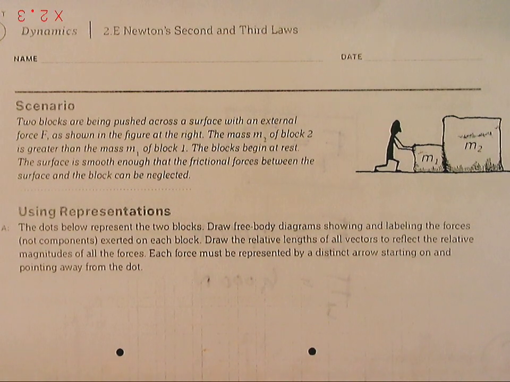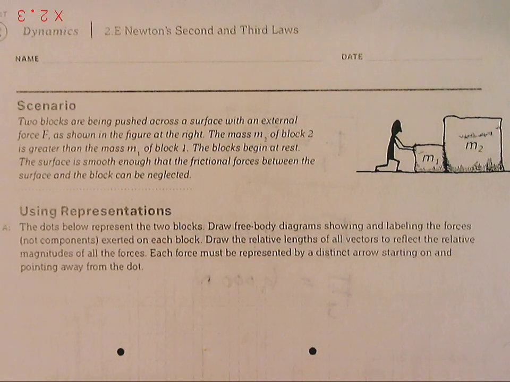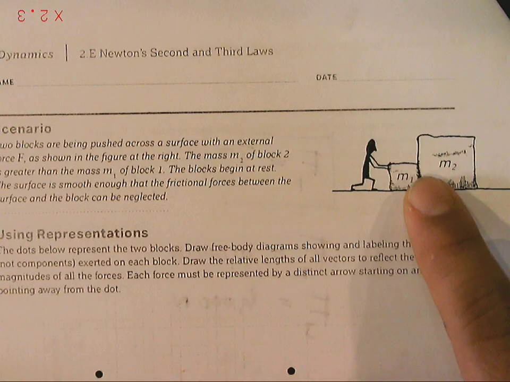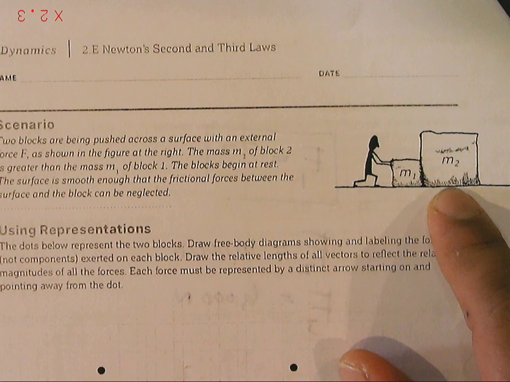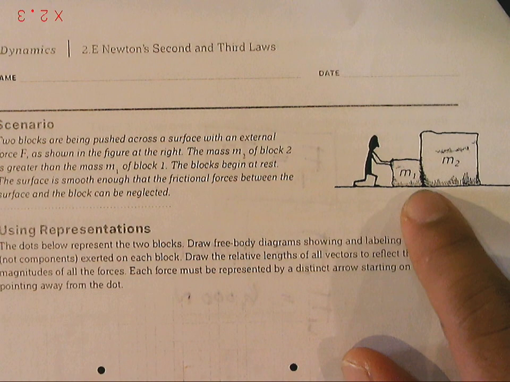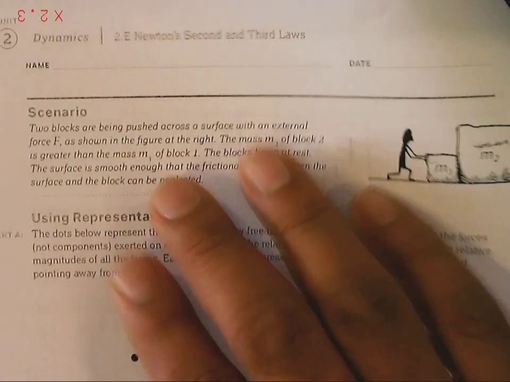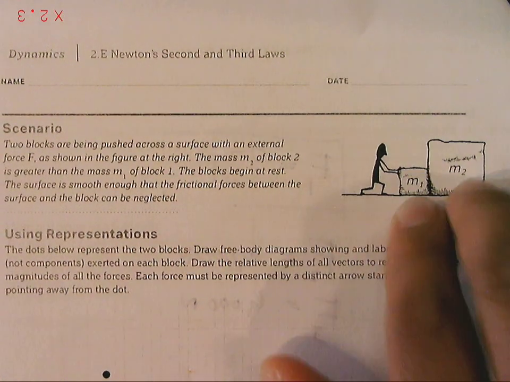This is the last video in the series 2E, but many more to come during this year, covering Newton's second and third laws. Now, we have two blocks being pushed across the surface with the external force F as shown in the figure to the right. The mass M2 of block 2 is bigger than the mass of block 1. That is basically what they're trying to say through all these fancy wordings. I'm sorry for tripping up my words there, but that's basically what it is.